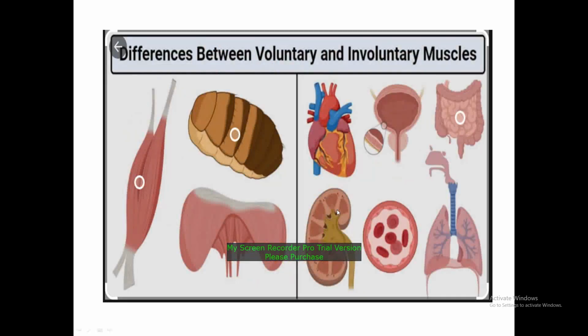Types of muscles. There are 2 types of muscles: voluntary muscles and involuntary muscles. Voluntary muscles are those which we can control. We can control the movement of voluntary muscles, for example, the muscles of our arms and legs. The movement of involuntary muscles cannot be controlled, like the heartbeat, blood circulation, food digestion.